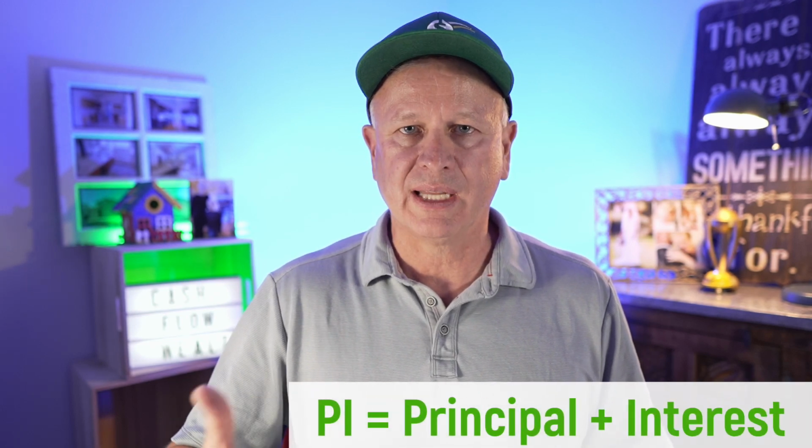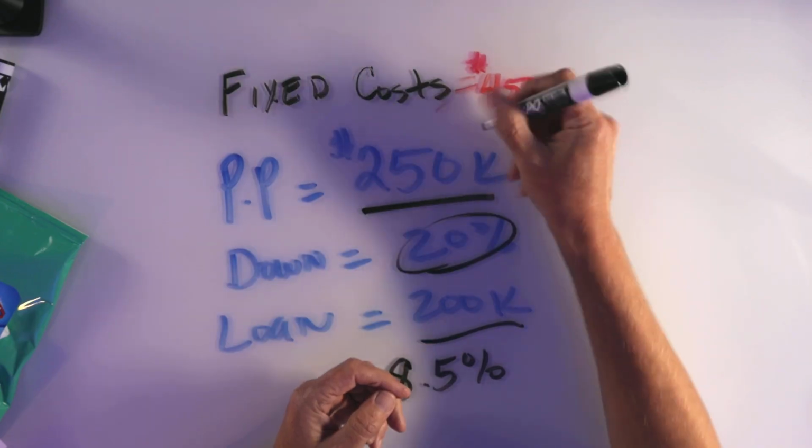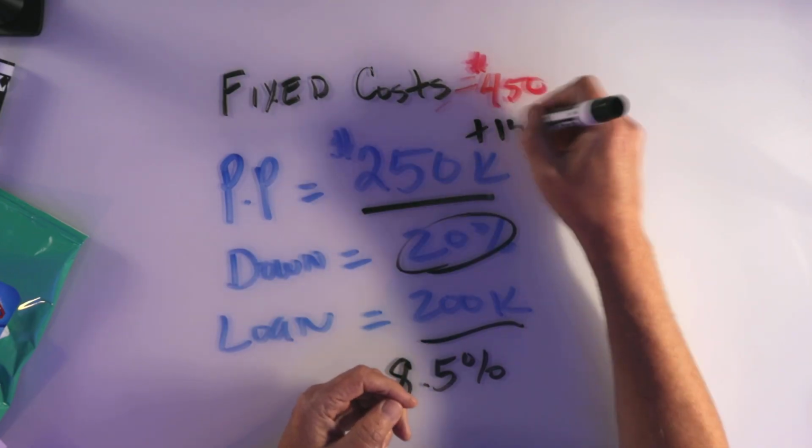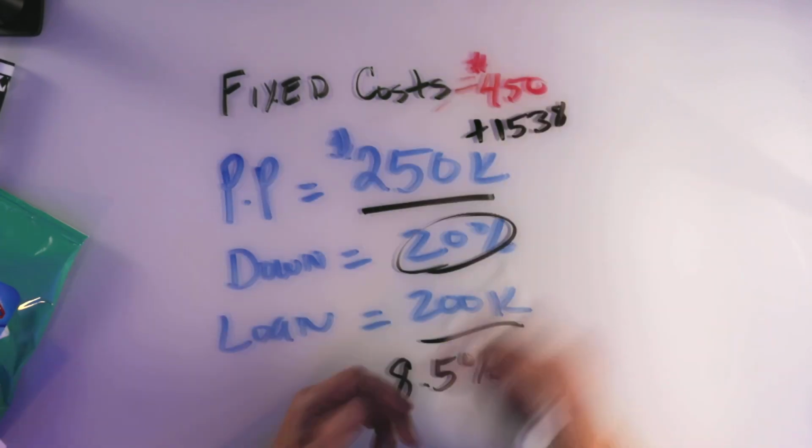and put an interest rate in this case of 8.5%. What that does is now it calculates the PI, the principal and interest that I'm going to pay on this mortgage. And I come up with a payment of $1,538 approximately. It's just a little under that.